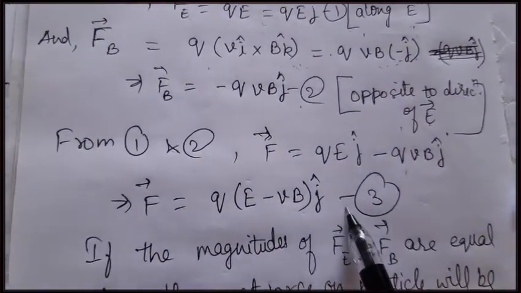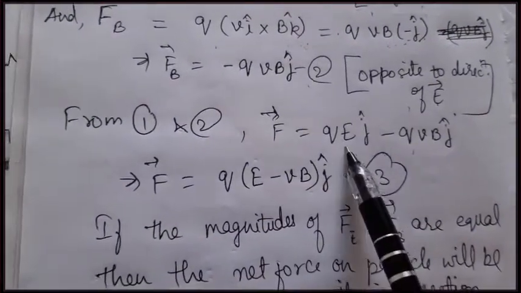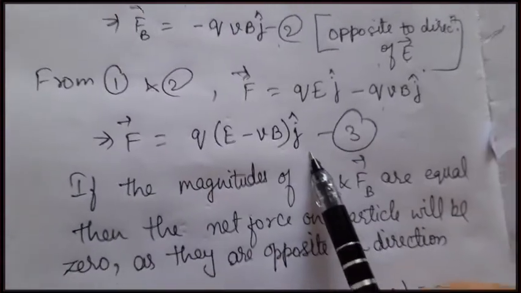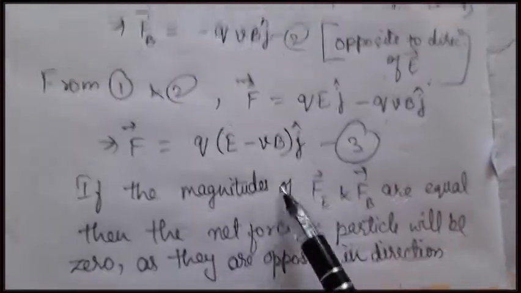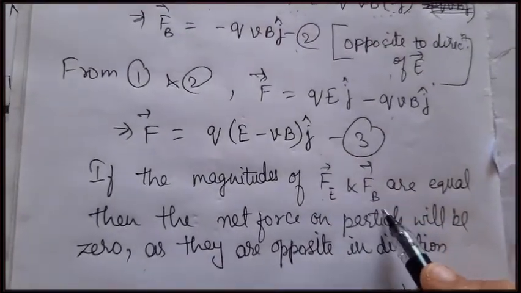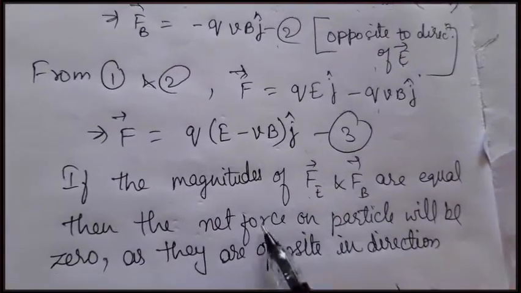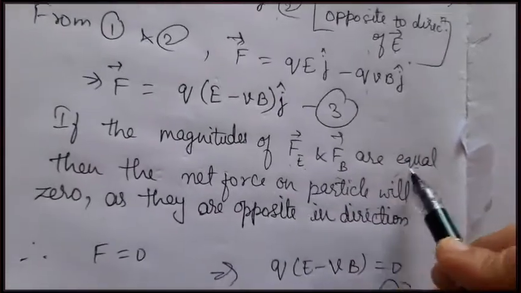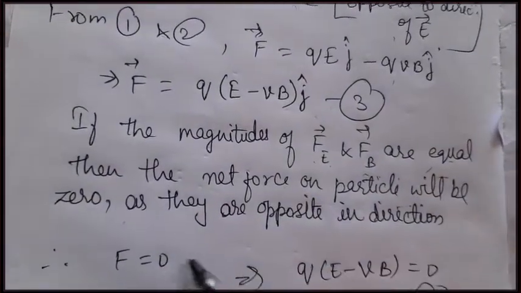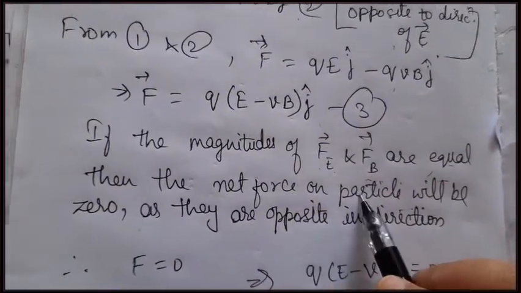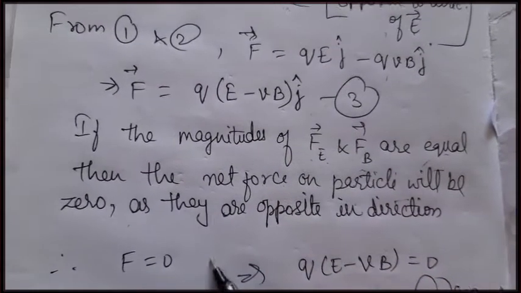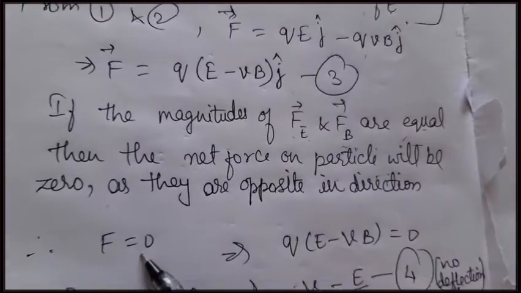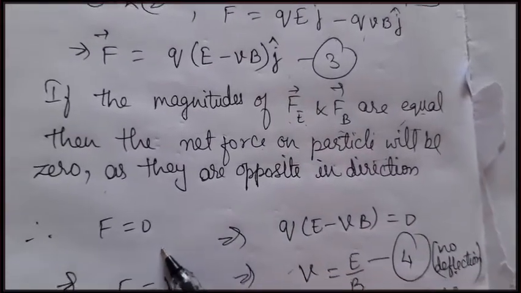So we have the negative sign also, and this way we put the value. Now since we have seen that forces FE and FB are opposite in direction to each other, and if they are equal in magnitude, then the net force on the particle will be 0, because they are equal and opposite. So in this condition, when both are equal to each other, the net force on the charged particle becomes 0.